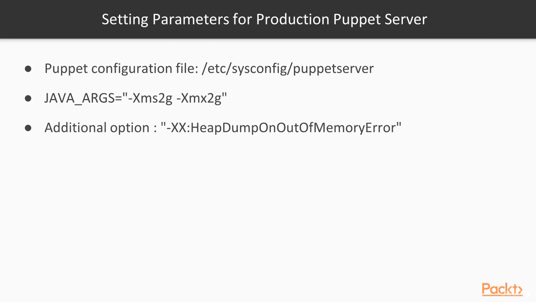However, a very important consideration when configuring the Puppet server is the memory requirement. The maximum heap size configured with the XMX option is the maximum memory that the Java virtual machine can request from the operating system. It is advised that the minimum heap space that is configured with the XMS option should be equal to the maximum heap space.